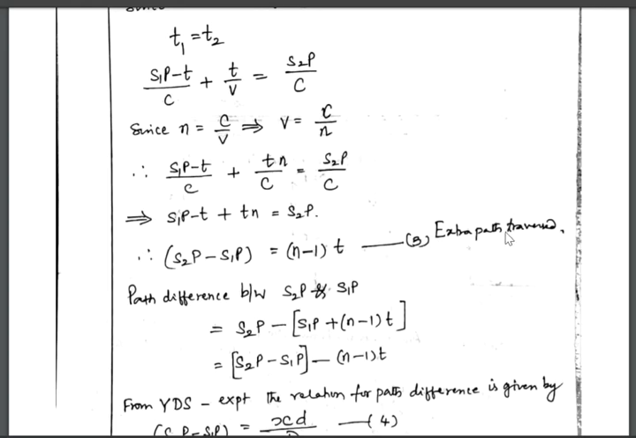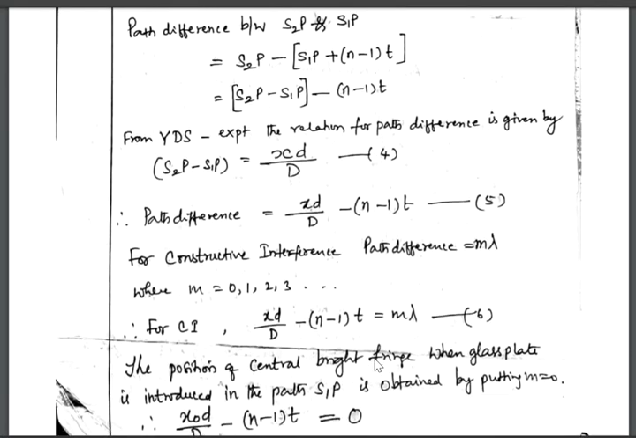This is the extra path traveled by the light waves when the thin glass plate is introduced in the path of one of the interfering waves. Therefore, the path difference between S2P and S1P is S2P − S1P − (N − 1) × T.